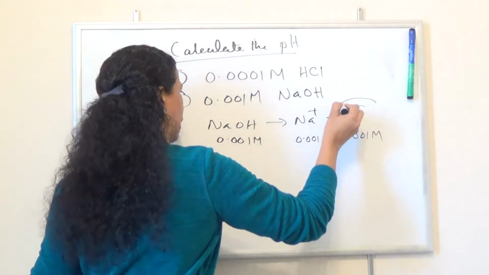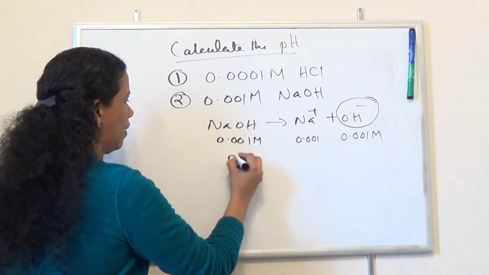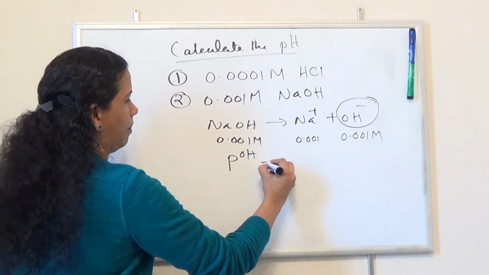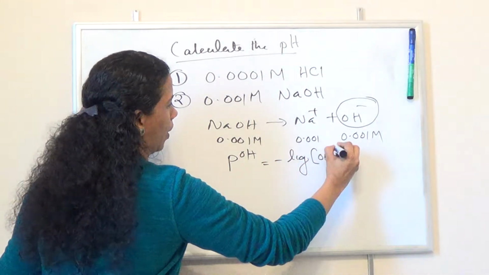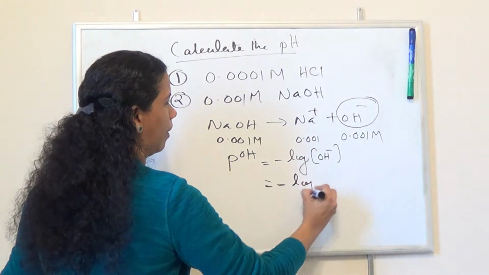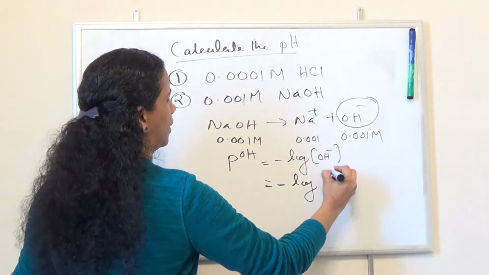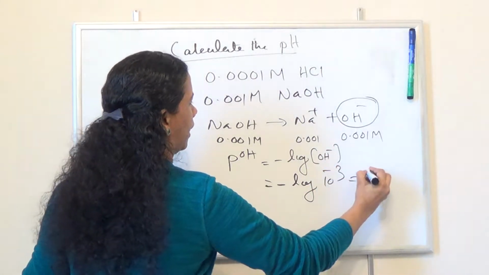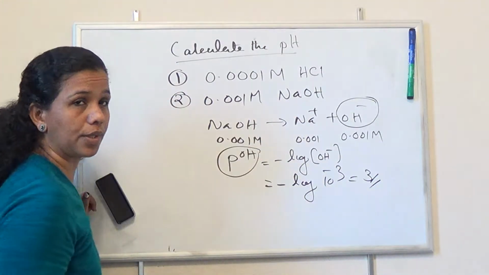Here, from this expression, we can find the value of pOH. pOH is the negative logarithm of the concentration of OH minus. So we will get the negative logarithm of 10 raised to minus 3, that is equal to 3. Here we got only pOH.